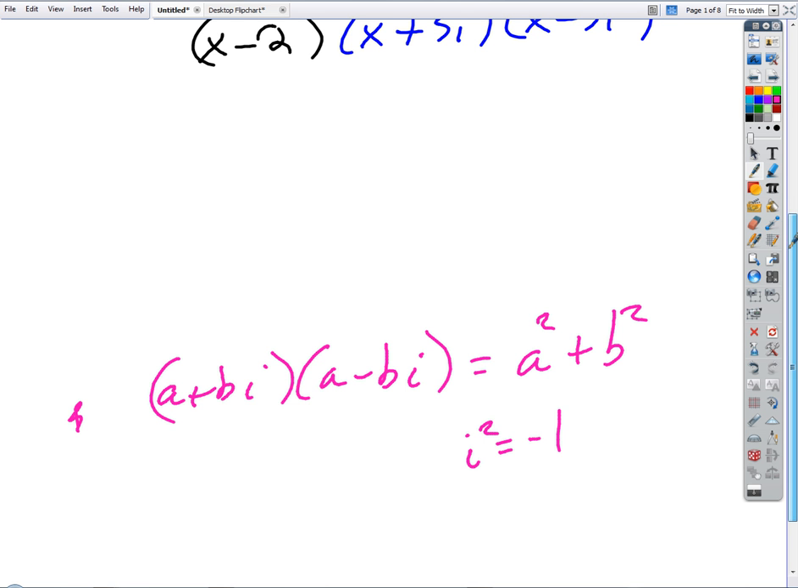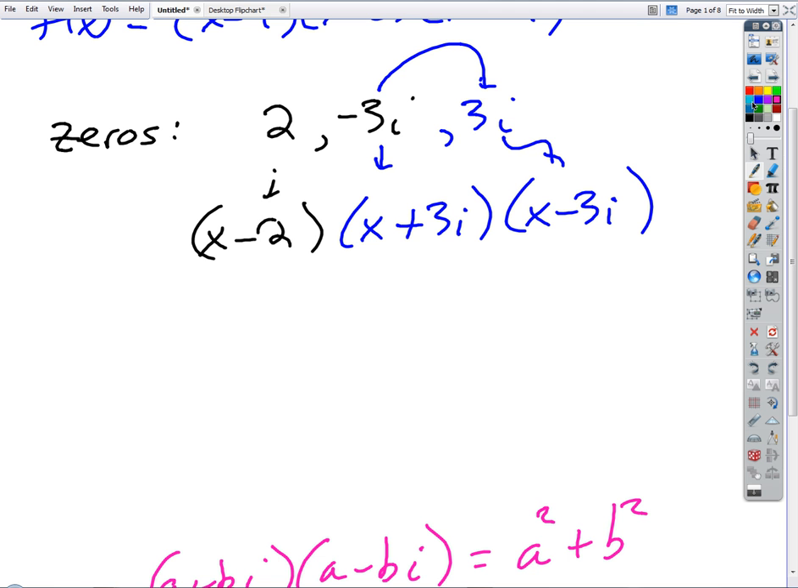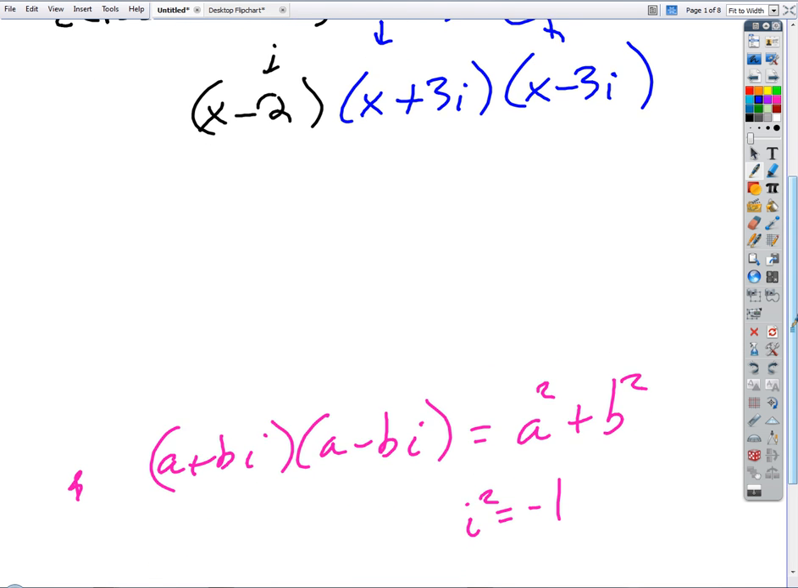So when I multiply these complex conjugates together, what's my a and what's my b in this pair of conjugates? A is what? x. A is the real part without the i. B is the coefficient of i, right? So it's going to be a 3. So when I multiply those out, I'm just going to get a squared plus b squared. So x squared plus 9. Easy.